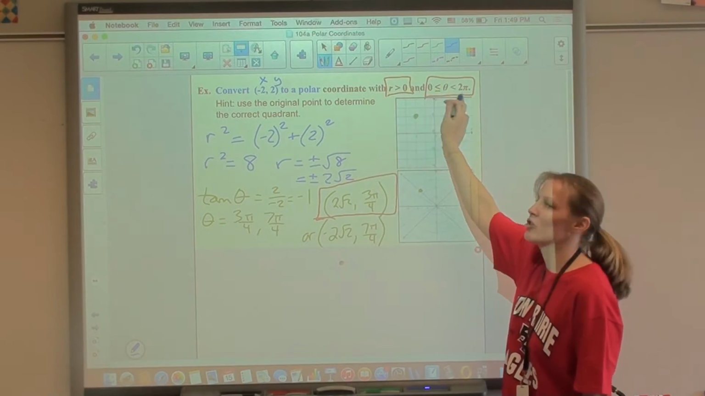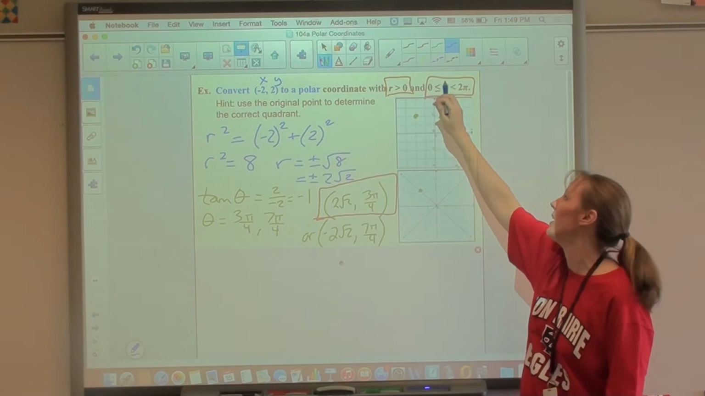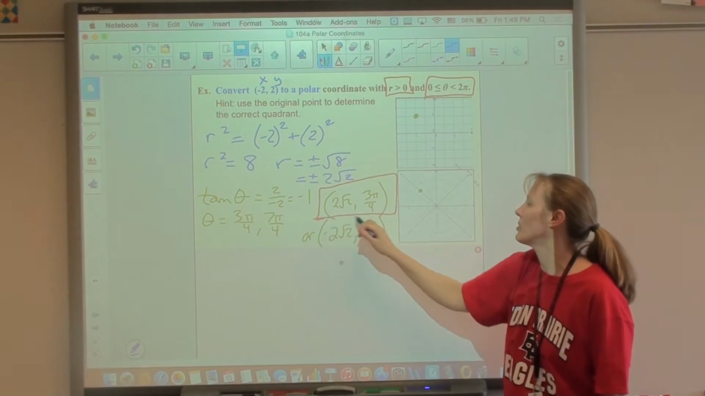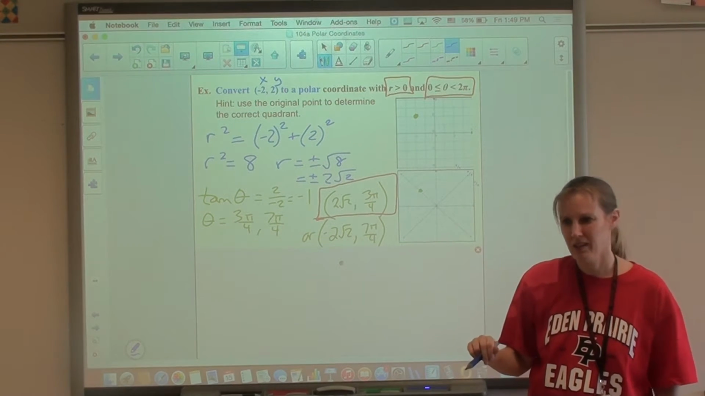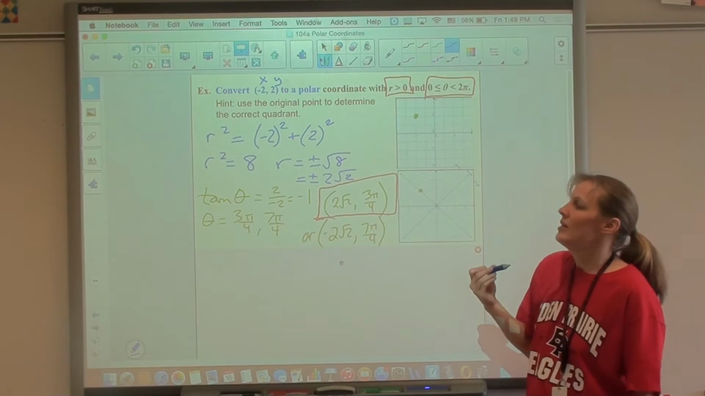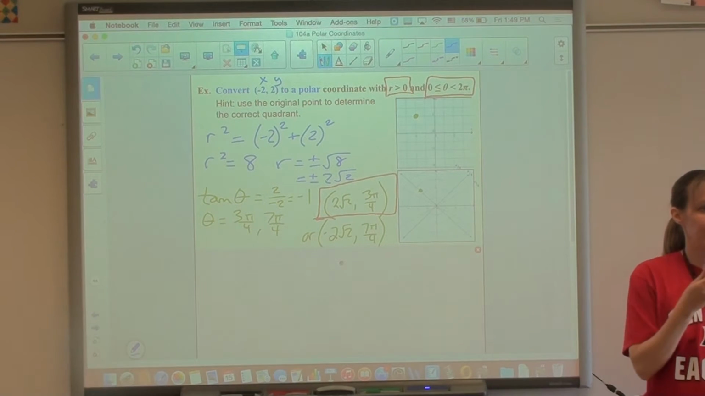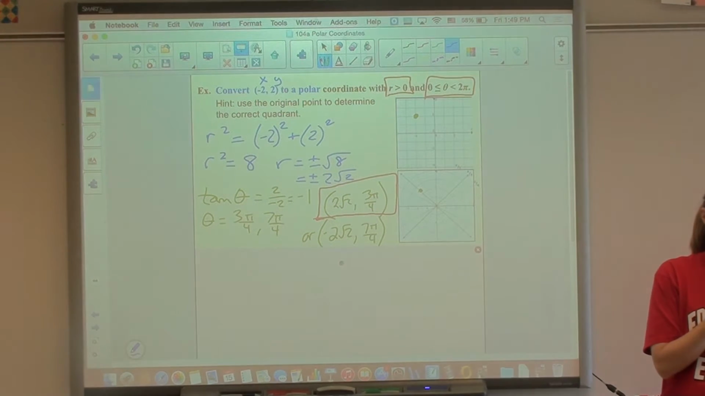However, we have some restrictions, right? R had to be positive and theta had to be in here, and the only one with a positive R is this guy, so that's our actual answer. Does that make sense?